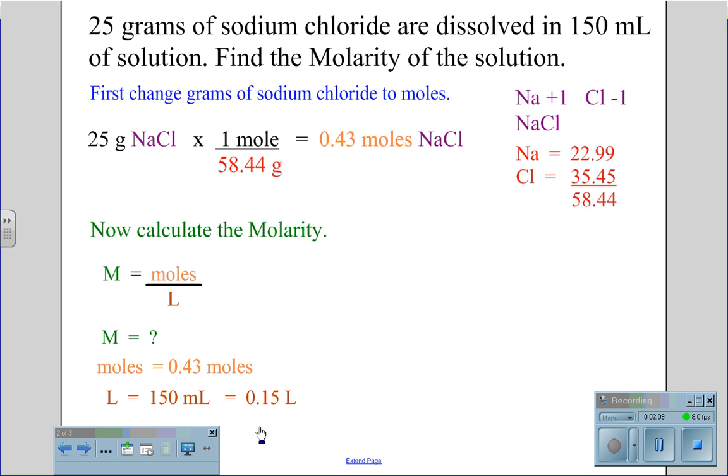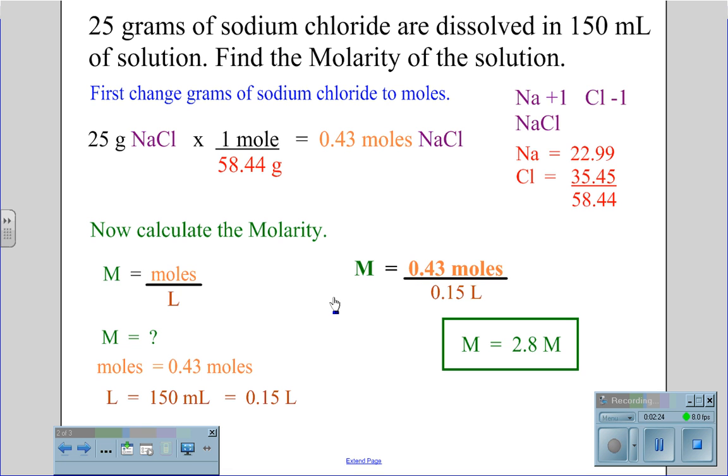And we need liters, so we're going to take the 150 milliliters, divide it by 1,000, which actually moves the decimal 3 to the left and gives us 0.15 liters. We can now plug those values into the equation. M equals 0.43 moles. Divide that by the 0.15 liters, and we get a molarity of 2.8 molar.